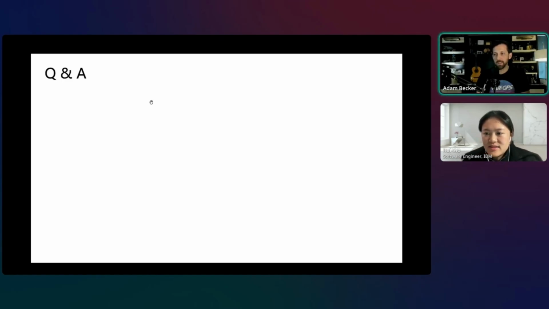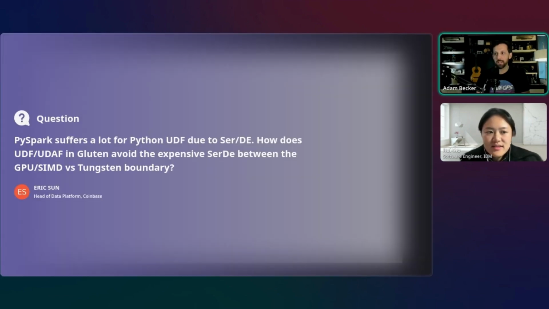I think we're going to have one specifically about UDFs in a later session. PySpark suffers a lot for Python UDFs due to SerDe. Do you have a sense of how you avoid the expensiveness of this between GPU and SIMD versus the Tungsten boundary?